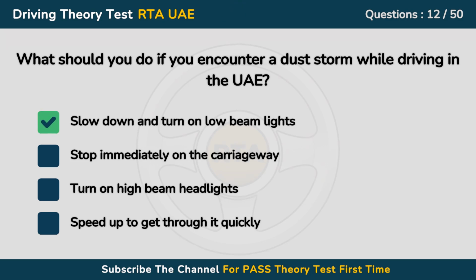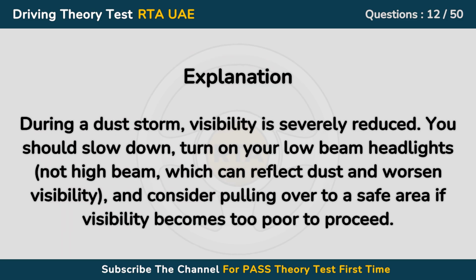Answer is A, slow down and turn on low beam lights. During a dust storm, visibility is severely reduced. You should slow down, turn on your low beam headlights, not high beam, which can reflect dust and worsen visibility, and consider pulling over to a safe area if visibility becomes too poor to proceed.